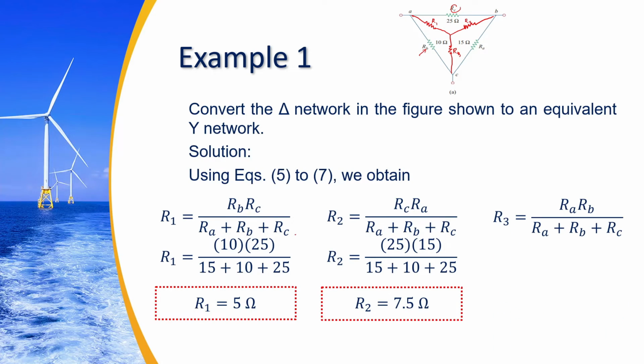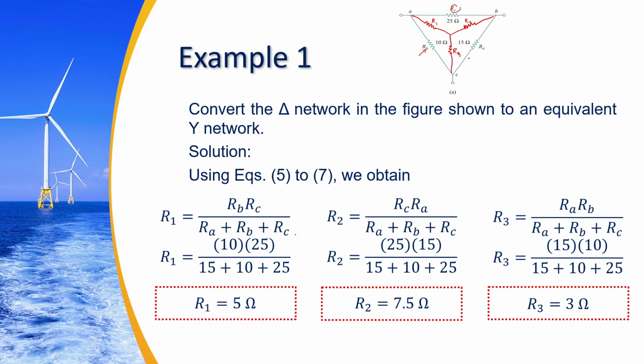And then last, for R3, ito yung R3 natin. Ang adjacent niya is itong RA at RB. Kunin natin yung product nila, 15 times 10. Makakuha tayo ng resistance para kay R3 na 3 ohm. So as equivalent, meron tayong R1 na 5 ohm, R2 na 7.5 ohm, at R3 na 3 ohm.